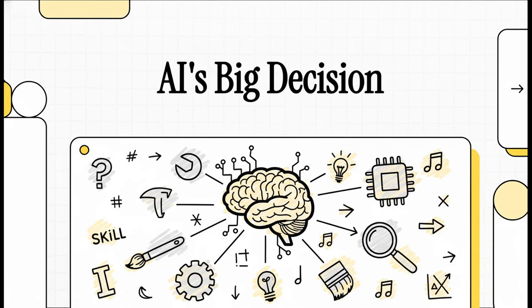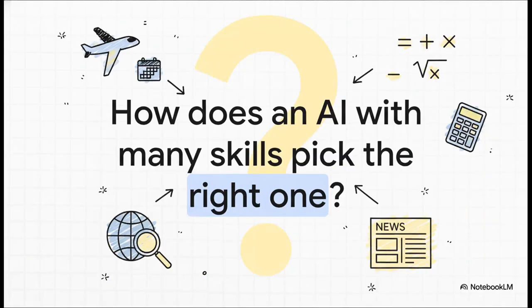Welcome to The Explainer. Today, we're peeling back the curtain on a really fascinating challenge that's happening inside the minds of advanced AI. We're going to explore how these incredibly powerful systems actually manage all their different skills. Okay, so let's just dive right in.